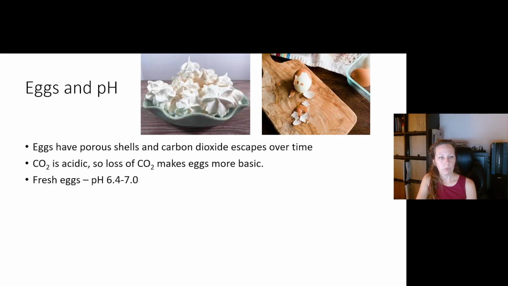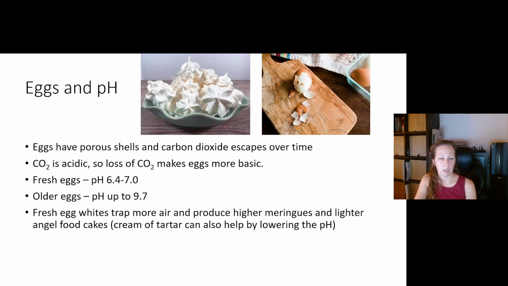Okay, so fresh eggs have a pH of 6.4 to 7, and older eggs can have a pH all the way up to 9.7. So it can gain quite a bit of alkalinity, and so fresh egg whites are known to trap more air. They produce higher meringues and lighter angel food cakes. You'll also see that in older eggs, the egg whites are just more runny. They don't maintain their shape as well. You can overcome some of this by lowering the pH with cream of tartar, and you'll see cream of tartar added to a lot of meringue recipes.